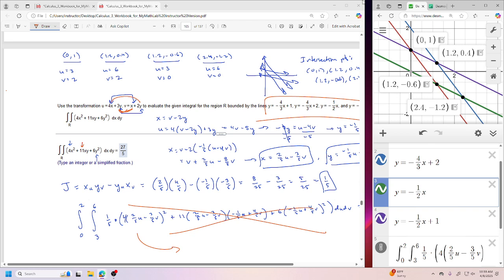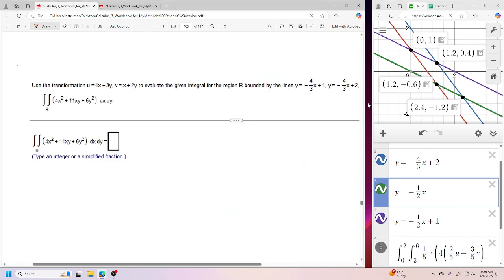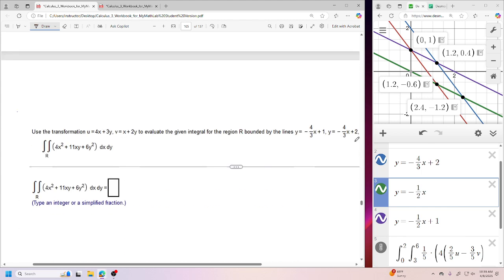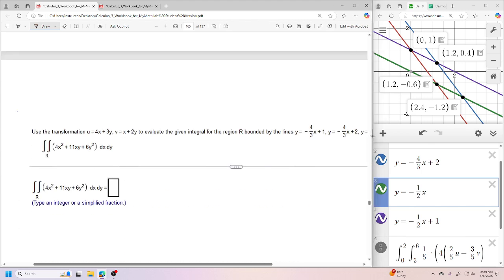I have these intersection points. Chad, we're actually going to do it. You're not just going to tell us that you did it. You're going to do it. Right, Chad?